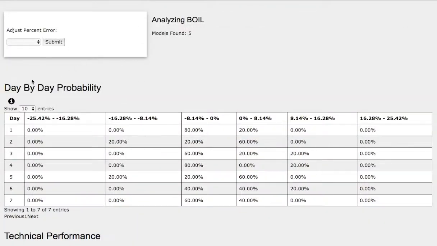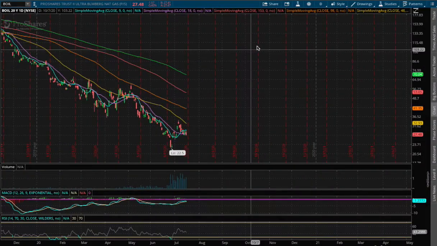In this video, we'll be using the day-by-day probability model as our support and resistance gauges. These models are based on past trends that are similar to the current trend, but not identical, so do keep that in mind. So let's start off with the technical analysis for BOIL.